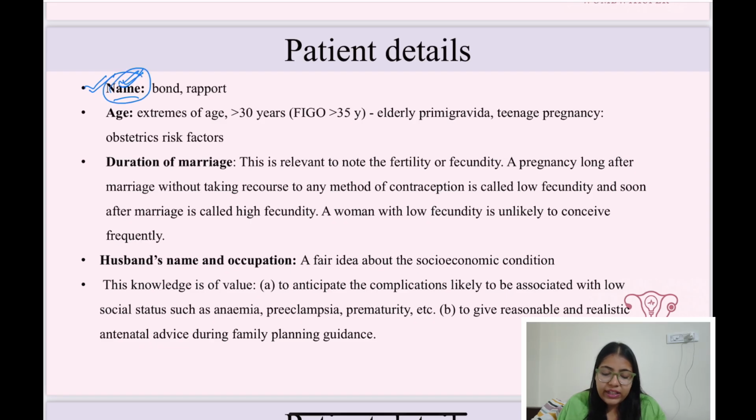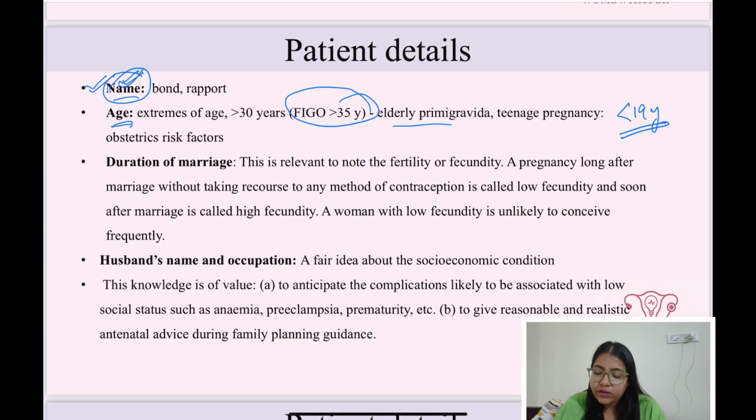Second is age. Why is age important? Because extremes of age lead to many complications, be it teenage pregnancy or elderly pregnancy. When do we call a patient an elderly gravida? If the first pregnancy is after 30 or 35 years as per FIGO, then we call the patient an elderly primigravida. If the pregnancy has been conceived at less than 19 years of age, then we call that a teenage pregnancy.